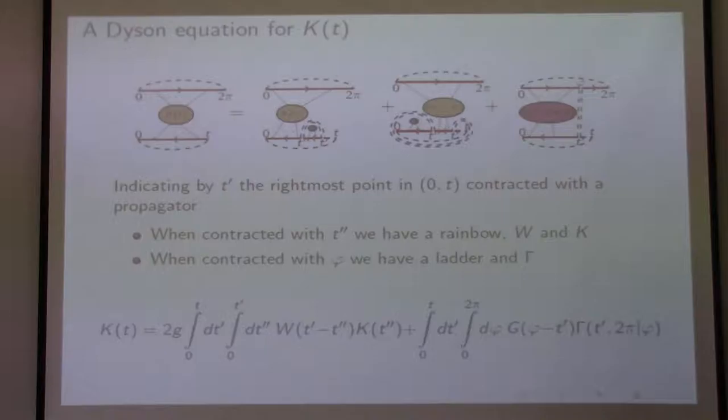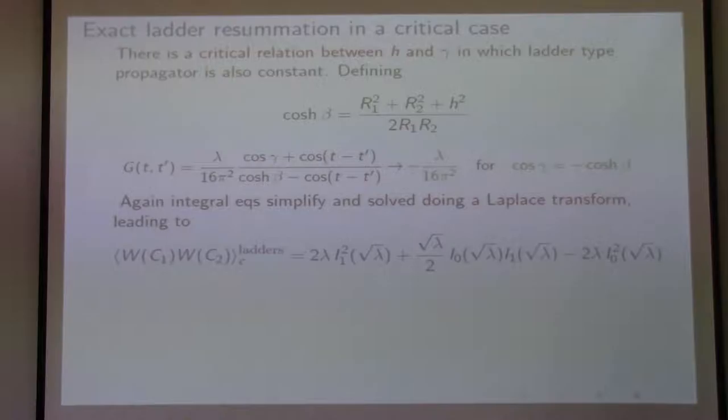Exactly. So first you discover this by just imagining that you want this to be constant, then you realize that you can solve this in a similar fashion with the Laplace transform of the integral equation and get the exact answer. Now it's a whole combination of Bessel functions, but this is exact anyway. And then you realize that this critical case makes the correlator supersymmetric.